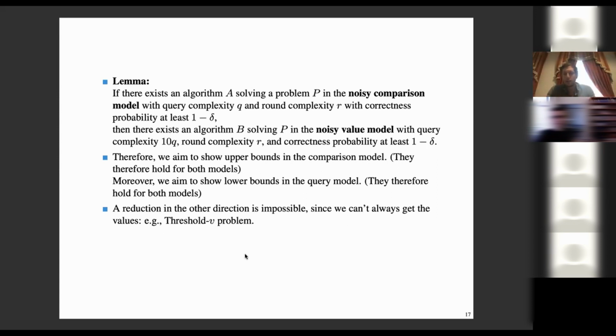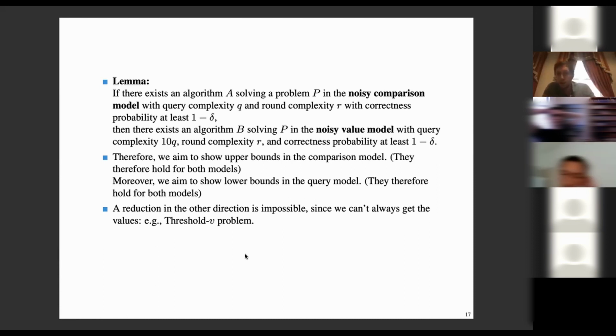You can get the total ordering of the papers. You can say, okay, this paper is better than this one, this one, this one, etc. So you know the exact order, but you still don't know which one is better than, let's say, value 3 or value 4. So this is why the reduction doesn't work in the other direction, at least if you want a reduction for all problems.